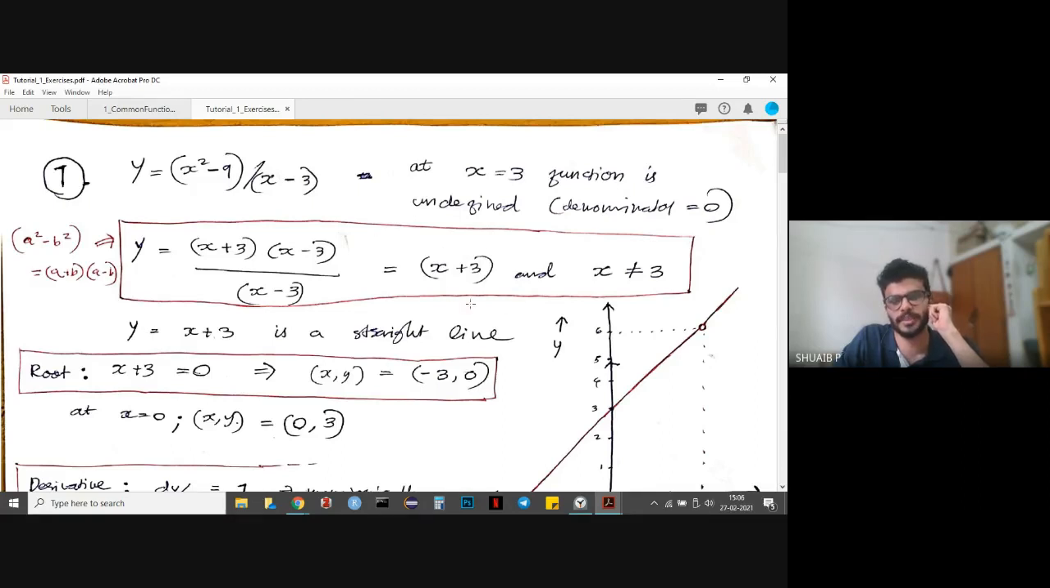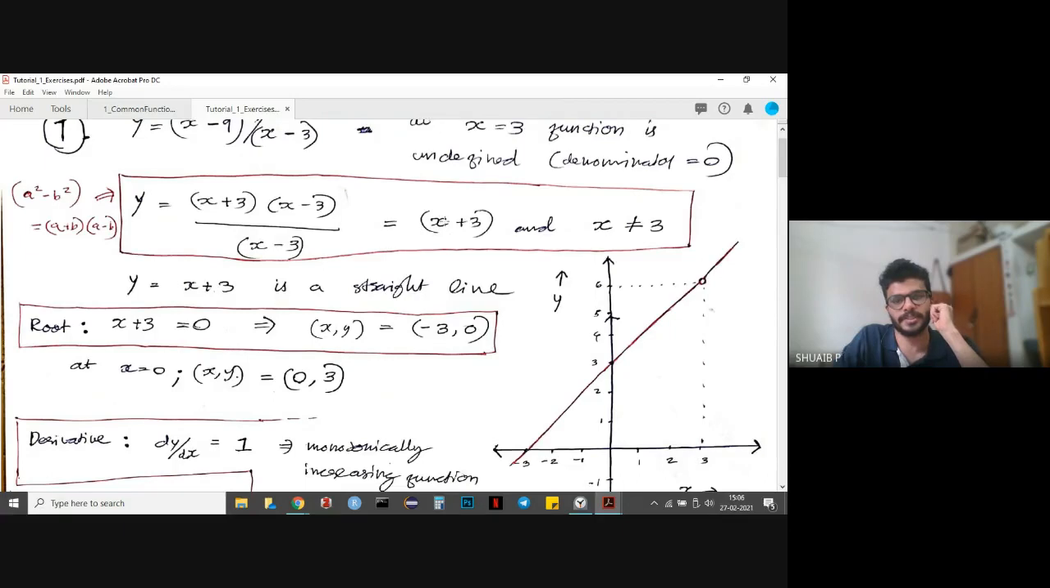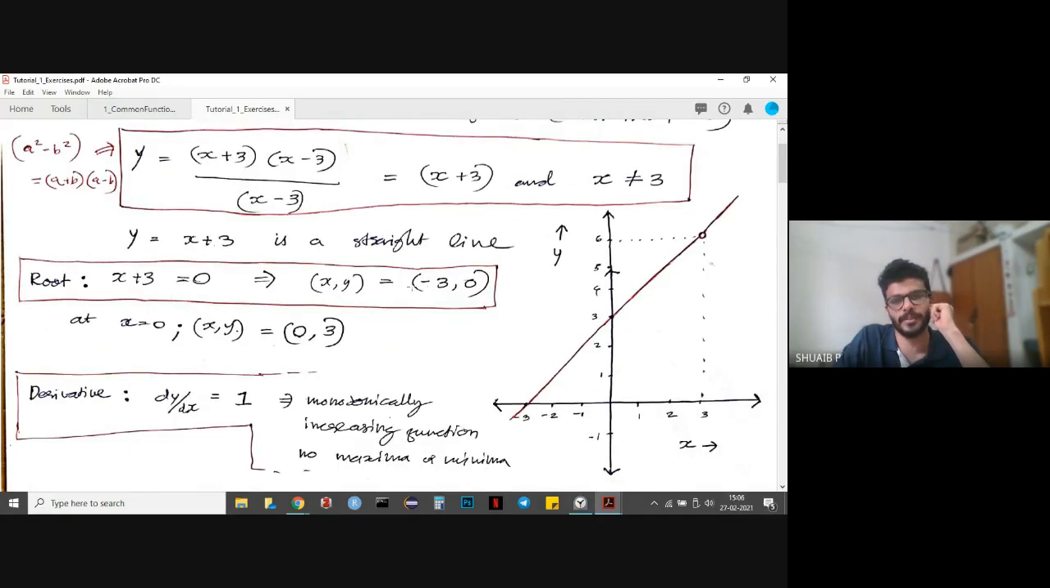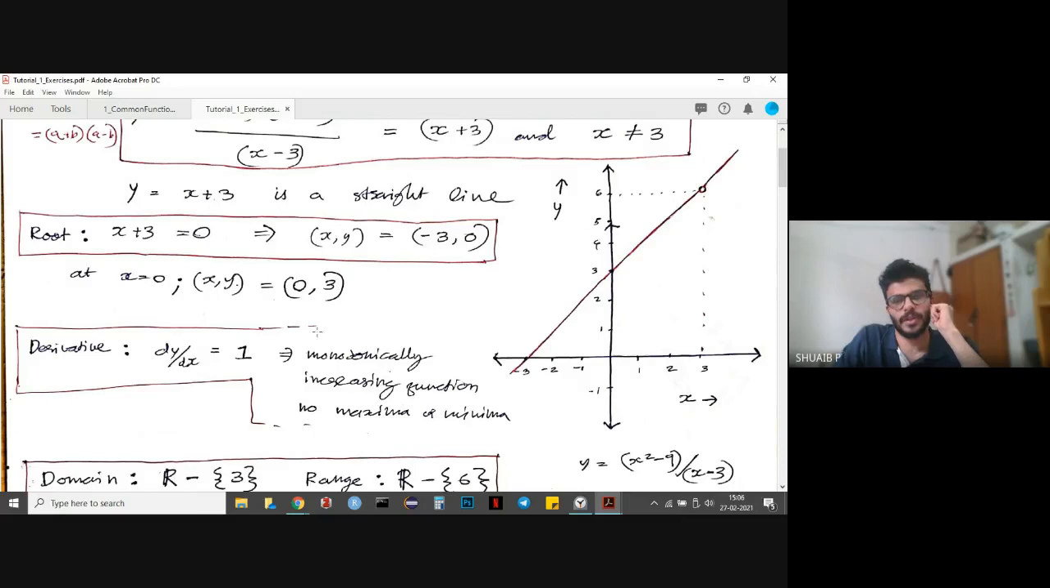So essentially, this function becomes a straight line, x plus 3, and we can get the root to be minus 3, 0. And we can substitute any other point and get another point. Then we can essentially plot this function as a straight line. Then for the value of x equal to 3, it will be undefined. There won't be any image for x at 3.